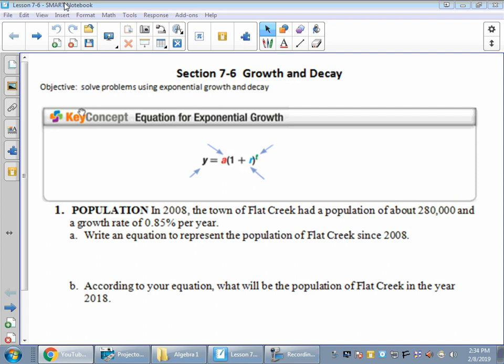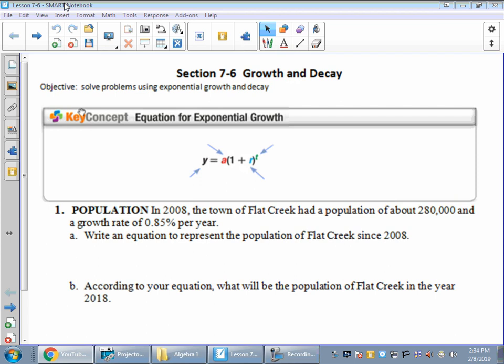We just talked about exponential functions in 7.5 and how to graph them. And now we're going to talk about solving problems using exponential growth and decay, so using it to solve different word problems. We got three equations here. We got one for exponential growth, one for exponential decay, and then one for compound interest. And so we'll do a problem for each, and then that should be it.